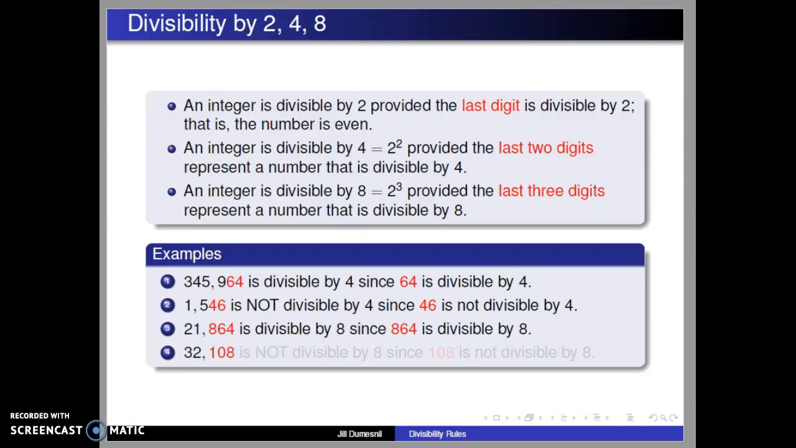The number 32,108 is not divisible by 8 since 108 is not divisible by 8. Of course, the number 32,108 is divisible by 4.